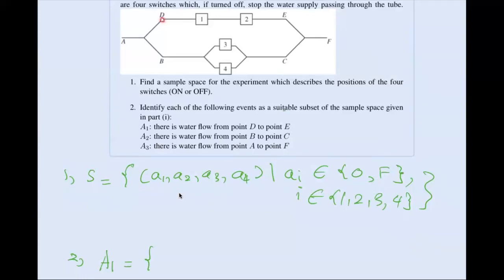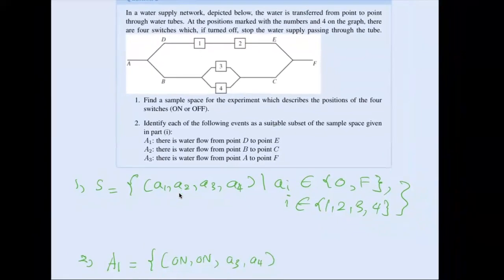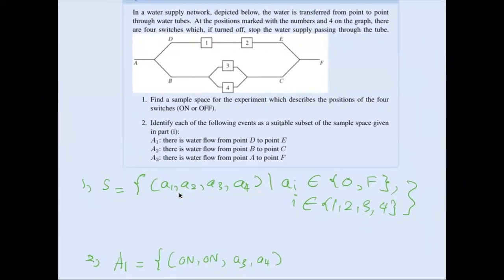In order to have water flow from D to E, what does that mean in terms of the on and off for the switches? Switches 1 and 2 are on. Yes, that's correct. In order for water to flow from here to here, these 2 need to be on. So you can have on, on, and then A3 and A4. Does the value of A3 and A4 matter? Do they have to be both off, or can they be on or off? It doesn't matter.